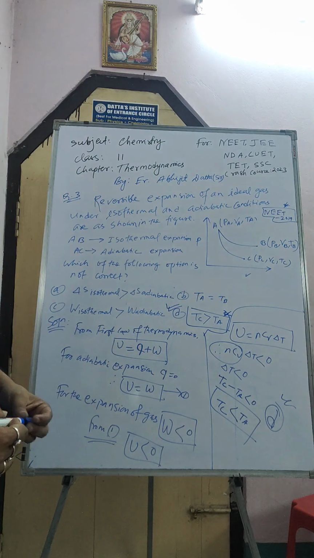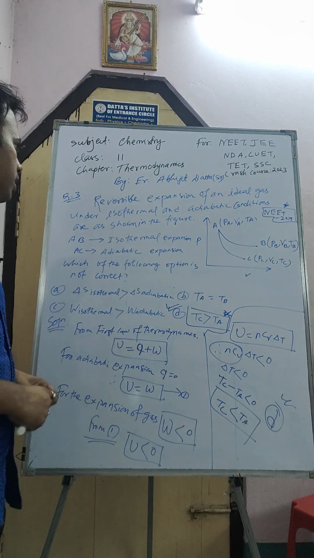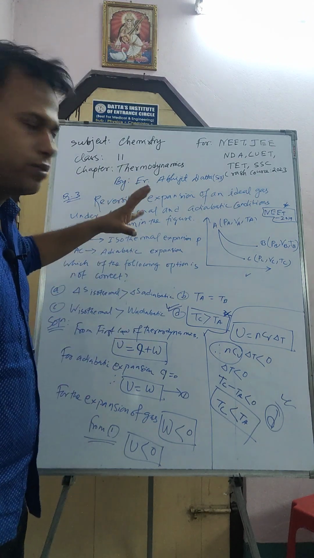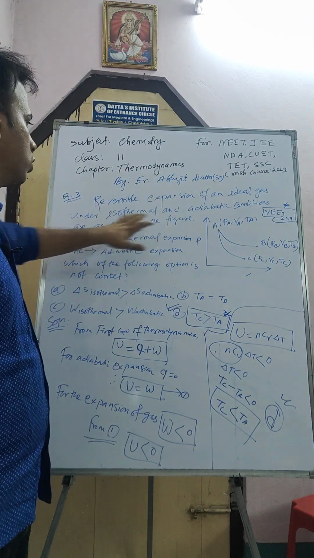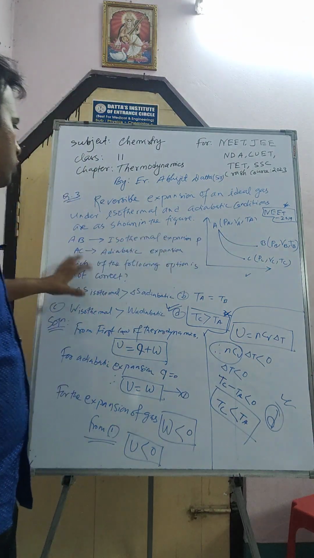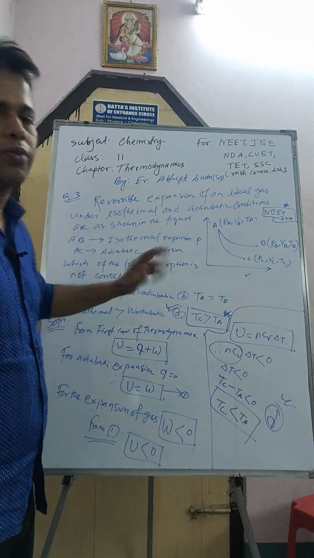Let me explain again in 10 seconds. For a reversible process of an ideal gas, reversible isothermal and adiabatic conditions are shown in the figure. This one is adiabatic expansion, this one is isothermal expansion. We have to find out which option is not correct.